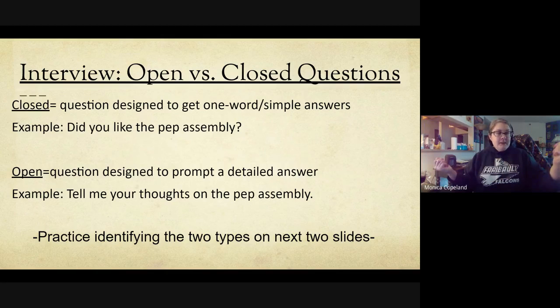Open, you get a more detailed answer typically. So for example, tell me your thoughts on the pep assembly. Notice thoughts are plural. A lot of times if you add a plural to an open question, people add more. So in the next two slides, you can either out loud with someone else or just in your mind, see if you can identify open versus closed. And of course, I'll give you the answers.